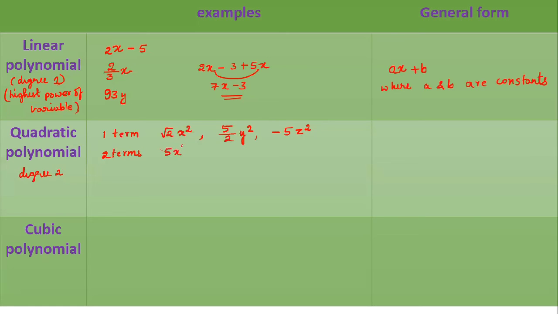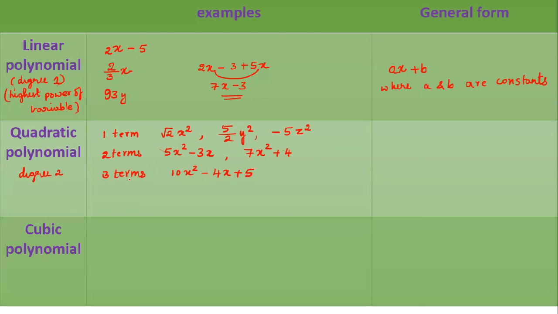Let us write a quadratic polynomial with two terms. I can write 5x square minus 3x, 7x square plus 4. I can write two terms with x square and x, and x square and x to the power 0. Only this much. Now write a polynomial of degree 2 having three terms. Quadratic polynomial having three terms.